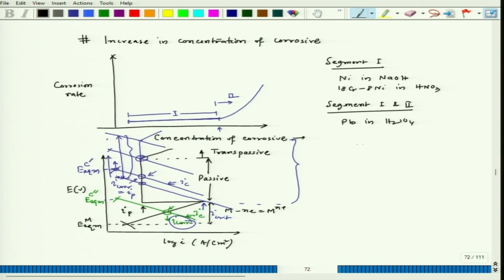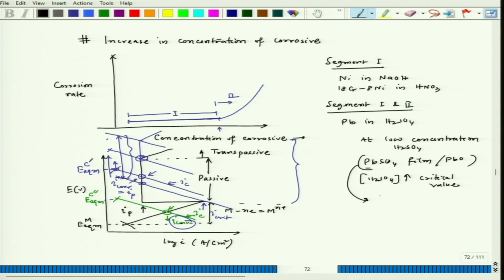So, at low concentration of H2SO4, we can have a PbSO4 film, or sometimes it can also form a PbO film. But once the concentration of H2SO4 goes up to some critical value, this particular phase dissolves.